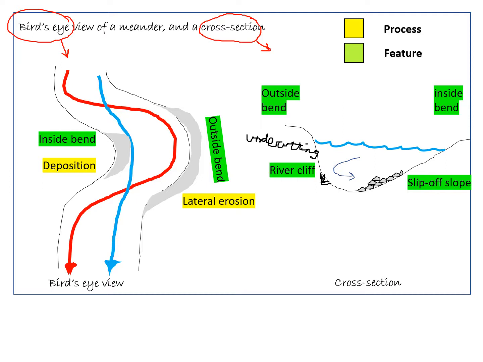So try and mark this up with the highlights so you can see the processes and the features. Unlike waterfalls, which was all about erosion, we've now got erosion and deposition. And what happens over time is the meander grows and gets bendier.